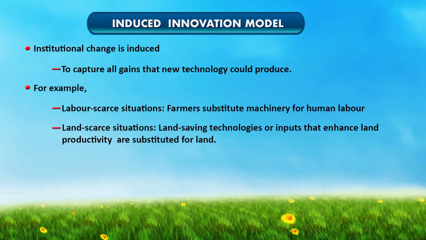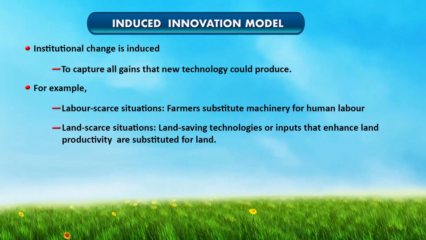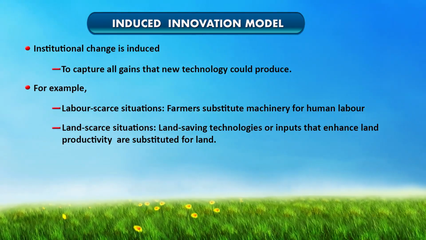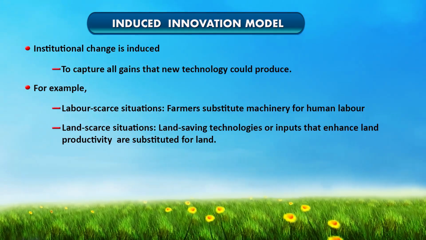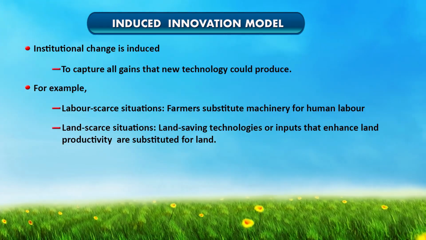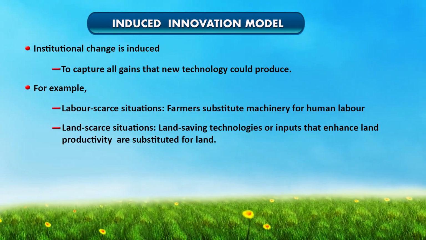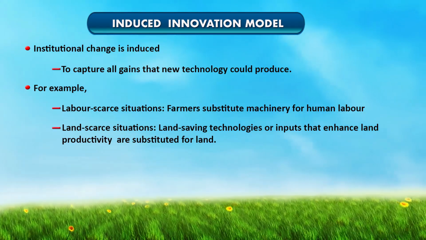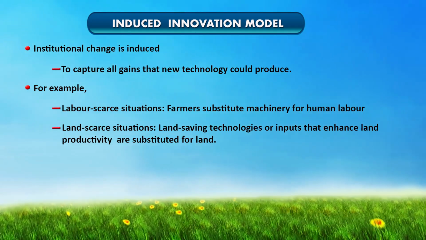For example, in a labor-scarce situation, farmers substitute machinery for human labor. If labor is not available, we use more machinery to undertake the farm practices in the field. If land is scarce in the society, then we have to use land-saving technology or inputs that enhance land productivity. These new technologies are substituted for the land, like we can go for protected agriculture if land is scarce.